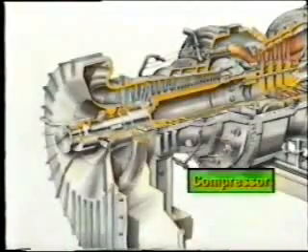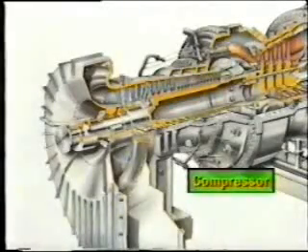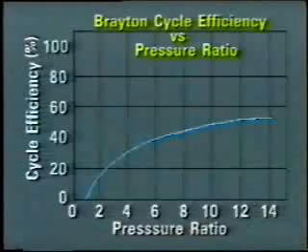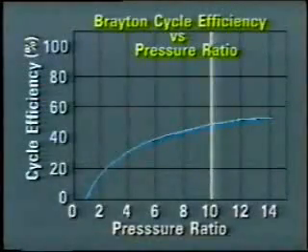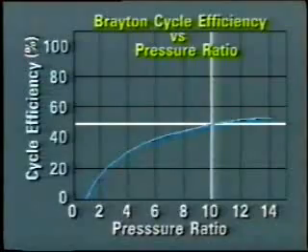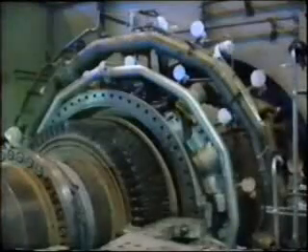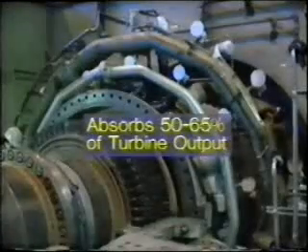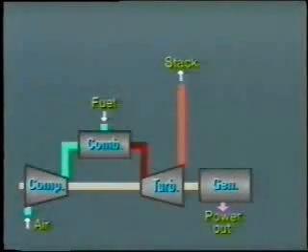The efficiency of the Brayton cycle depends very much upon the pressure ratio. That is, the ratio between the pressure of air leaving the compressor and the air entering. You'll see from this curve that with a 10-to-1 ratio, the cycle efficiency is about 50%. One thing we have to remember is that the compressor absorbs a large amount of energy. For example, in a typical gas turbine, approximately 50 to 65% of its output may be used to drive the compressor.